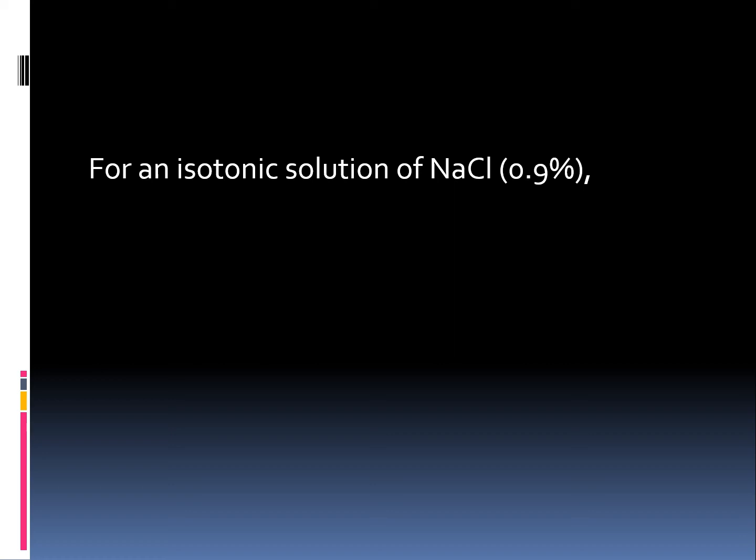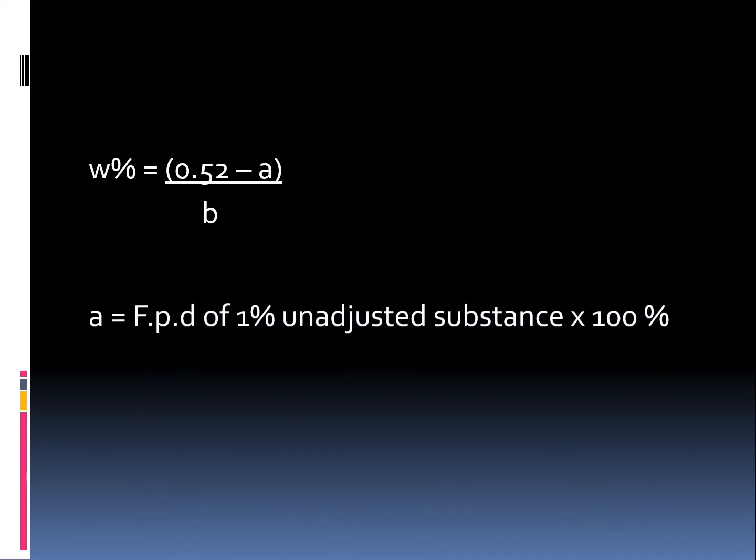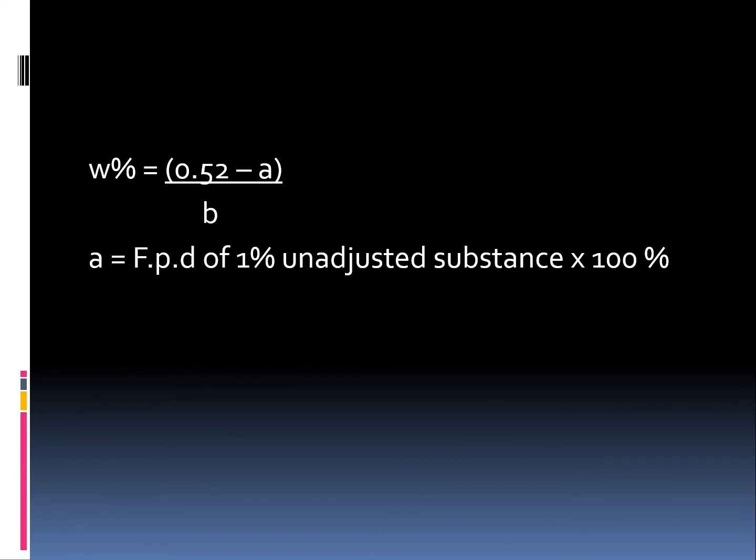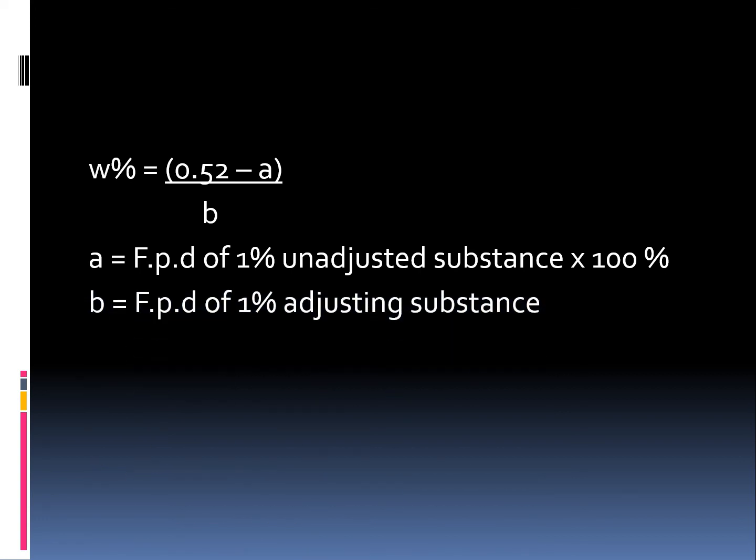Now for an isotonic solution of NaCl, that is 0.9%, the lowering in the freezing point is 0.52 degrees Celsius. So here we can apply the formula: percentage weight is equal to 0.52 minus A upon B, where A is the freezing point depression of 1% unadjusted substance into 100%, while B is the freezing point depression of 1% of adjusting substance. Unadjusted substance, that is our sample.